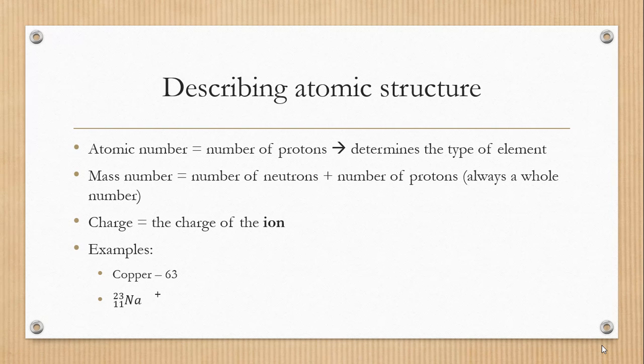I have two examples here. These are two different ways to represent an atom, okay? The first one, I have copper 63. This is one way to write, okay, what are we dealing with? We have the element name, and we have this random number sitting to the right of it. This number is our mass number. This copper in particular has a mass number of 63.